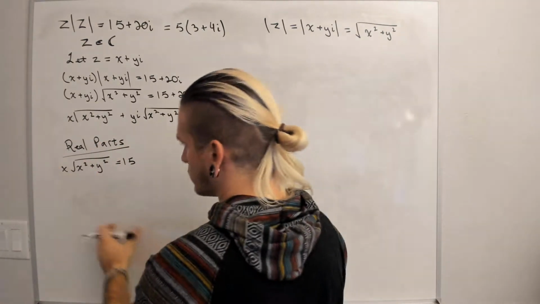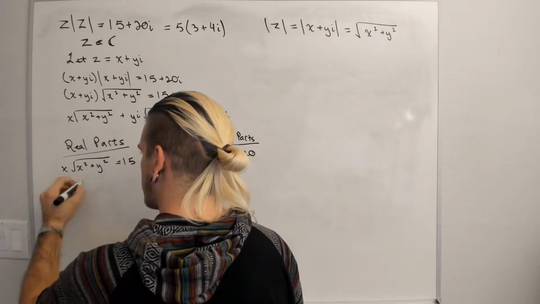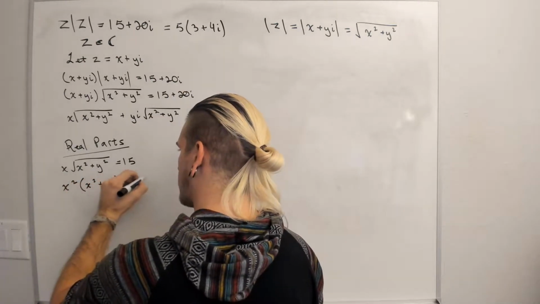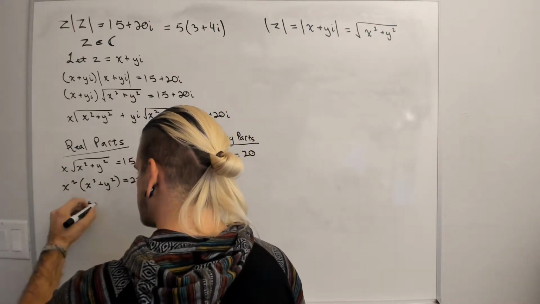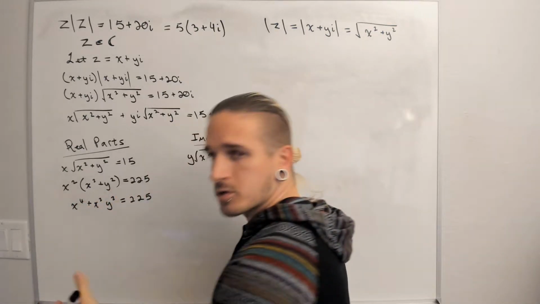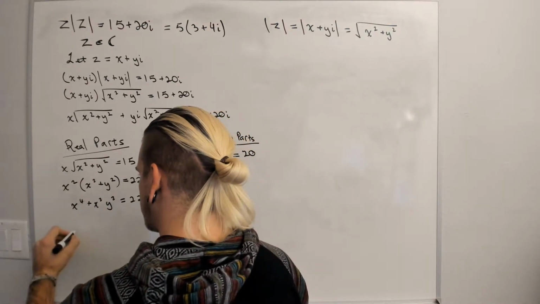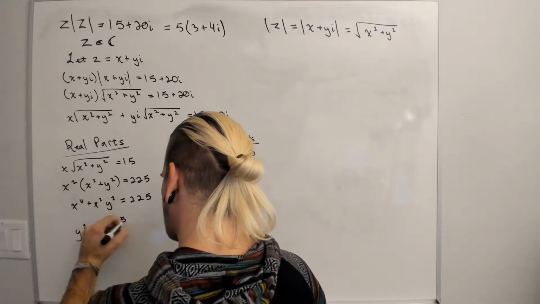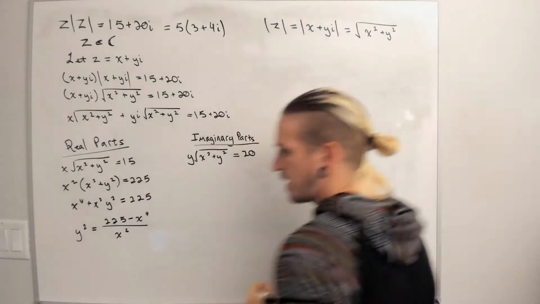So to get rid of the square root, let's go and square everything here. This would be x squared times x squared plus y squared equals 225. Then distribute the x squared, so x to the fourth plus x squared y squared. And then we're going to solve for y squared, which is what we will substitute out here momentarily. So that would be y squared equals 225 minus x to the fourth divided by x squared.